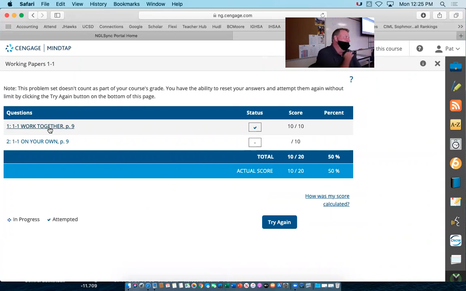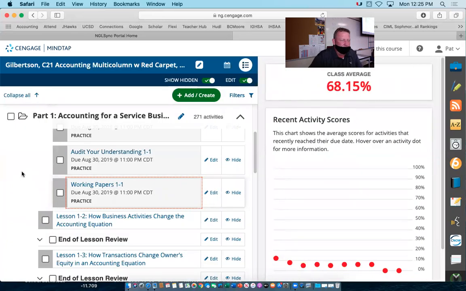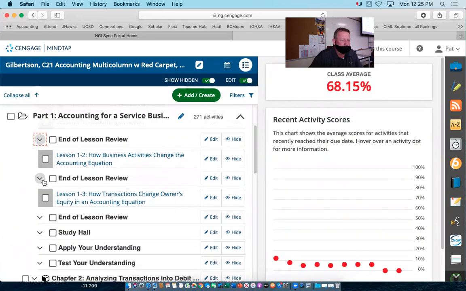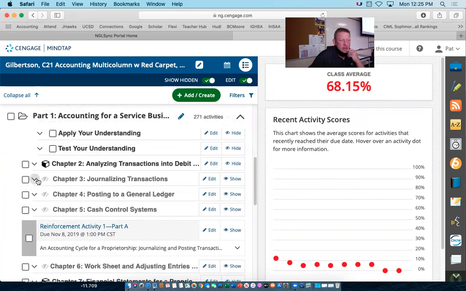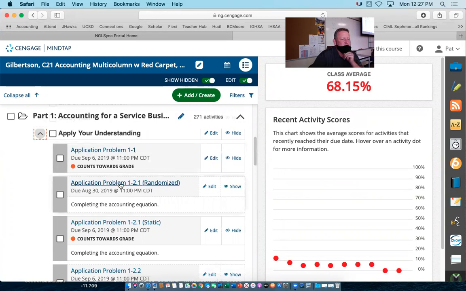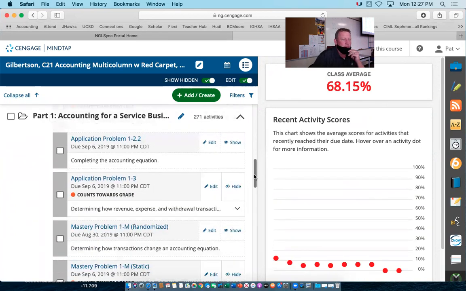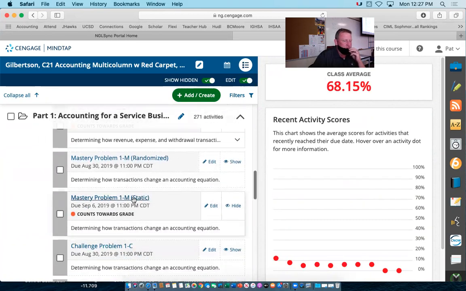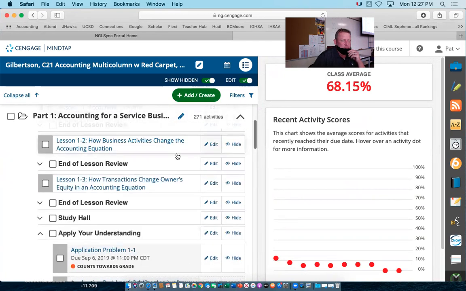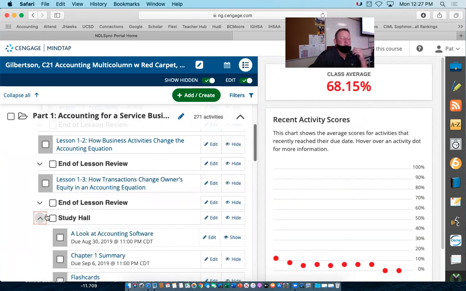Then you'll take that information and you close out the X over here on the right. And then after you're done with the work together, you will do the application problem. Where do you see the application problem? Under apply your understanding. There's application problems. Application 1.1 means over section 1, 1.2 means over section 2, 1.3 over section 3. 1M is the mastery problem. I've closed the challenge problem, some of those things, just so that we don't have the time this year.